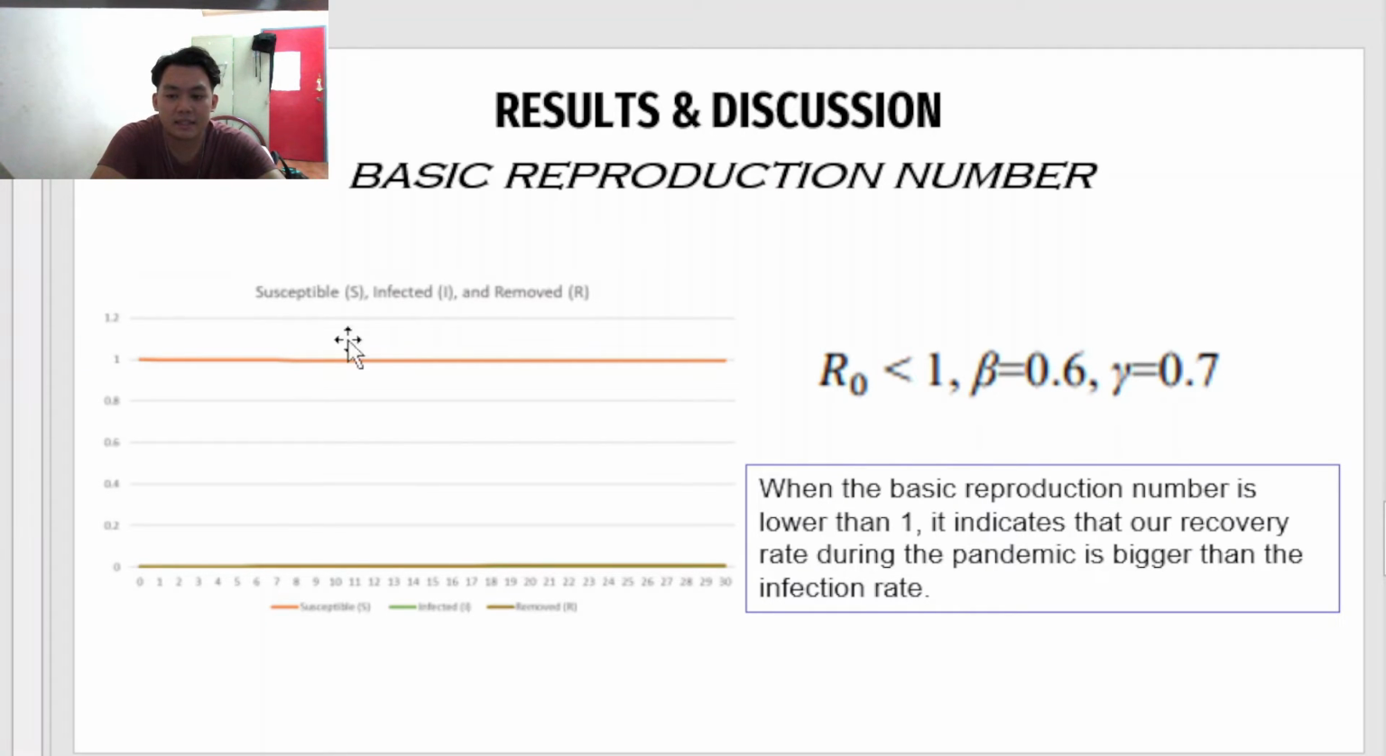Just like the graph here, this is what the graph will look like when R naught, the basic reproduction number, is lower than 1. So it will indicate that our recovery rate during the pandemic is bigger than the infection rate.